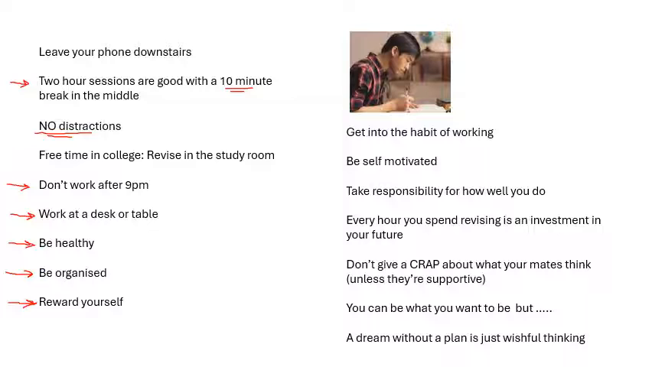Get into the habit of working, okay? You'd be amazed. Once you actually get into the habit of working, you start enjoying it. Once you feel as though you know more and more and more, your confidence builds. You actually, this is a crazy idea, you start looking forward to the exam because you want to show off how much you know. Okay, get into the habit of working and be self-motivated.